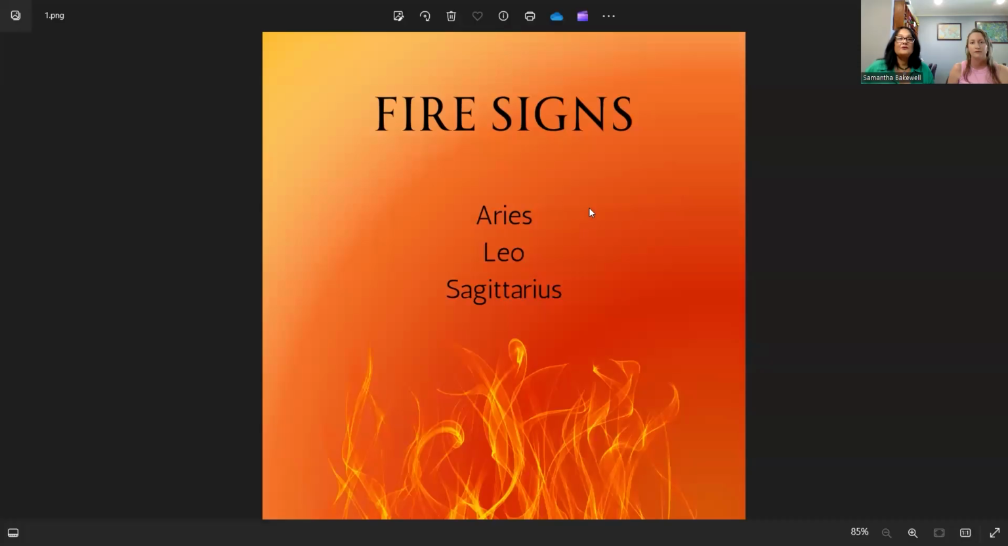So fire is Aries, Leo, and Sagittarius. And actually, we've got something we can share the screen with here. A little bit of a visual for you. Thanks to Verity for your digital design. I probably could have just left that up. I might do it for the next one.